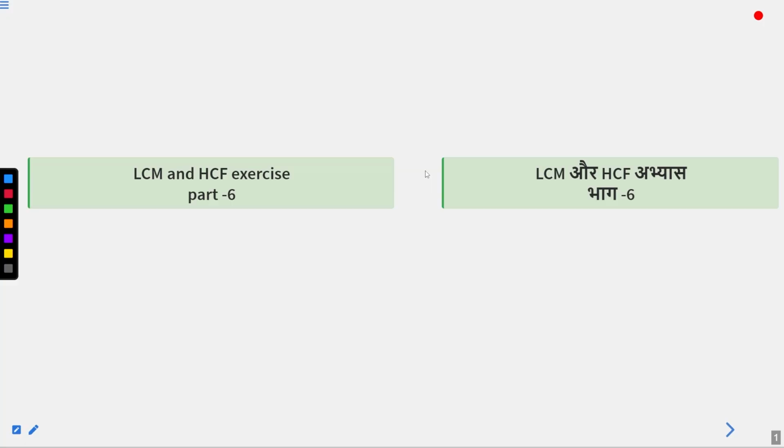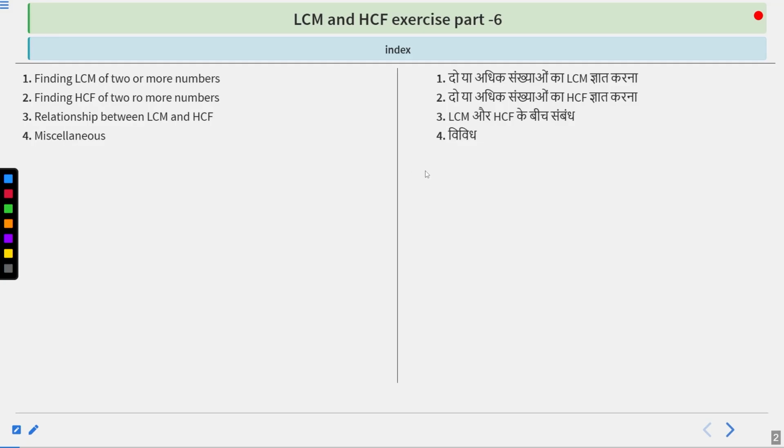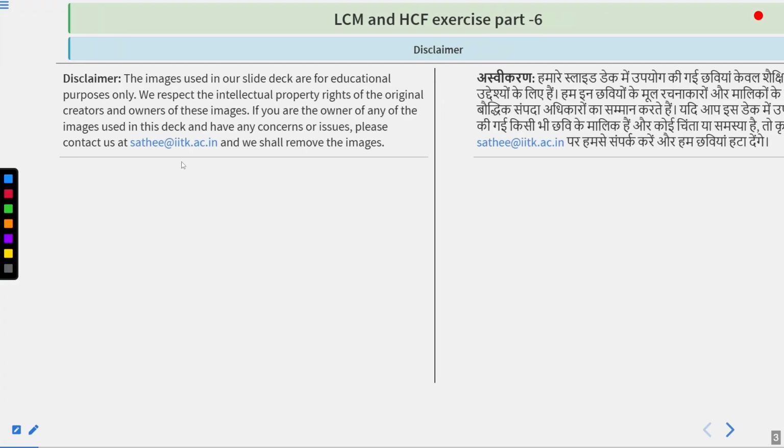Hello everyone, welcome to LCM and HCF exercise part 6. In this exercise, we are going to do questions based on how to find the LCM of two or more numbers, how to find the HCF of two or more numbers, relationship between LCM and HCF, and miscellaneous questions.